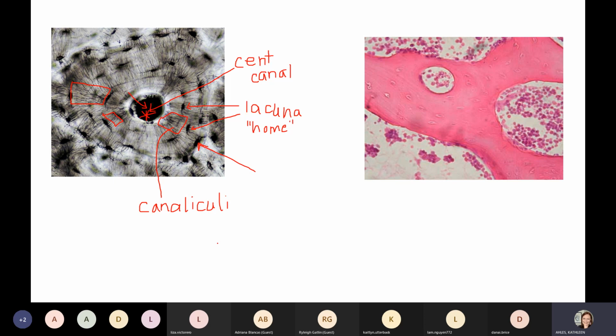So in compact bone, we have the central canals, the big black spots, the lacuna, the little black spots, and those little stringy lines called canaliculi that connect them to each other and allow the nutrients to pass through compact bone. Over here on the right, we have our other kind of bone tissue. Which kind of bone tissue do we see on the right? What's the name of that other kind of bone tissue?